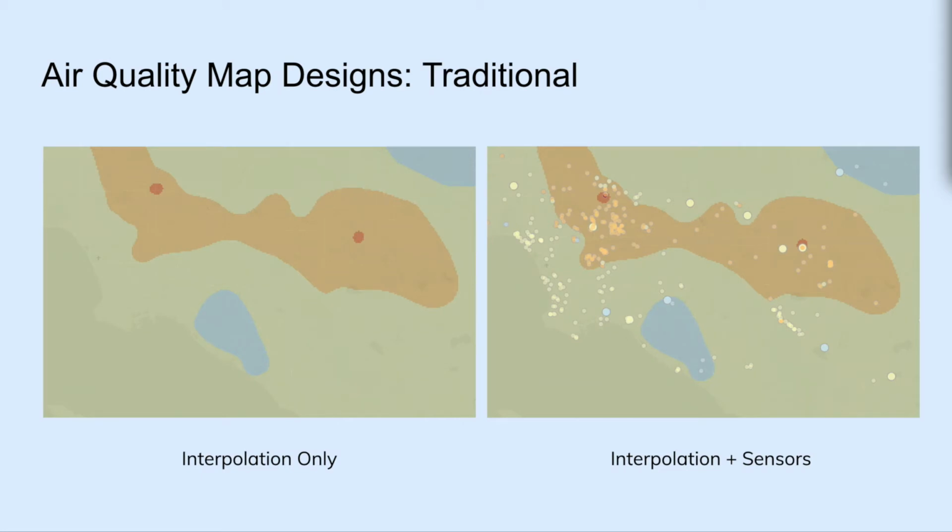I wanted to first include a couple of more standard air quality map views that don't explicitly show uncertainty. The first view on the left is very similar to what you would see on AirNow.gov. It's just an interpolation based on the sensor readings. The map on the right shows the same interpolation along with the sensors that it's based on. This example includes both EPA sensors and PurpleAir.